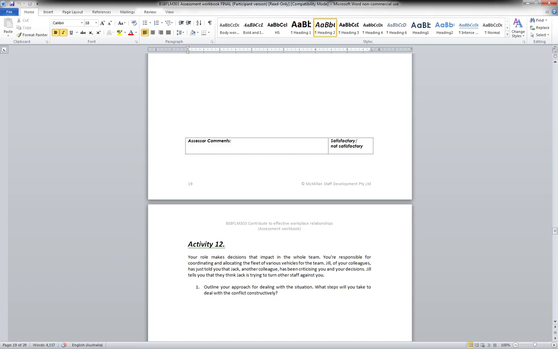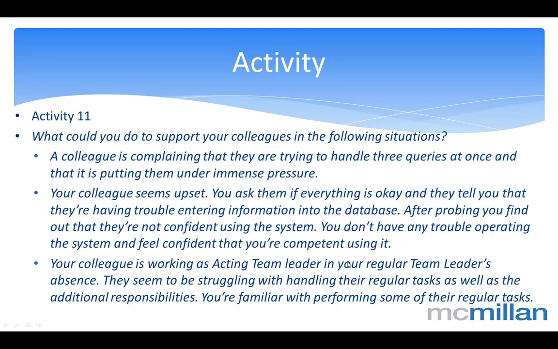So that's activity 11. I won't go too much into that because I think that's a bit of a self-reflection one. You guys should be able to work through that pretty well.